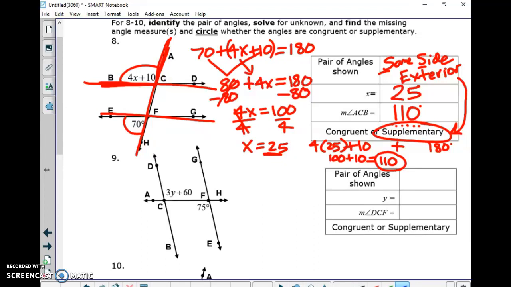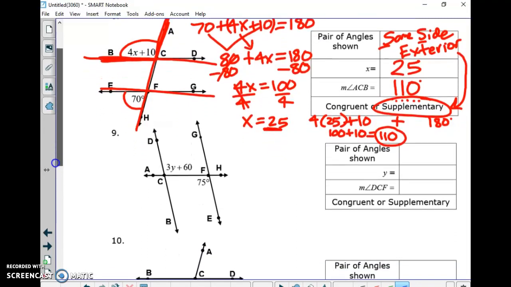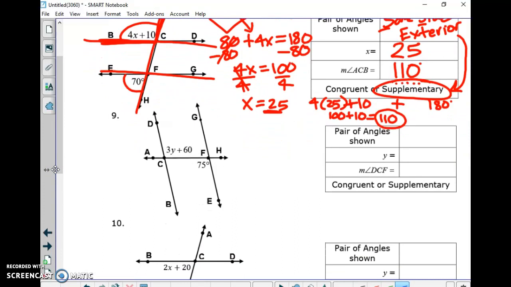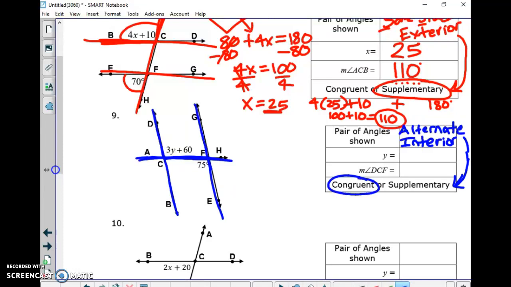Okay, look at number 9. On number 9, we're doing the same thing. What's the pair of angles? So these two angles, right here and right here, they're between the parallels, so I know they're going to be interior. Different sides of the transversal, so they're alternate. So they would be alternate interior angles. Okay. If they're alternate interior, let's skip down to here. What kind of angles are these? If they're alternate interior, well, it's not same side, so we call that congruent.